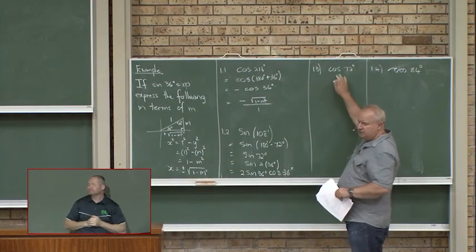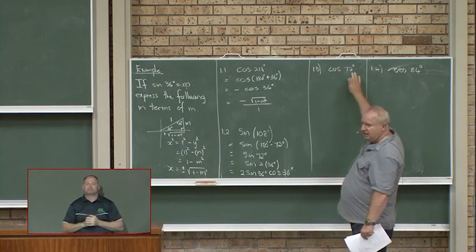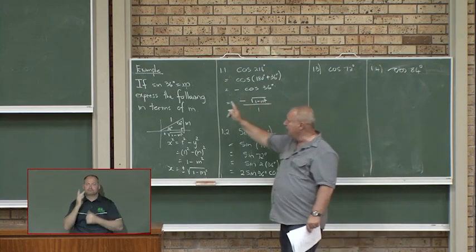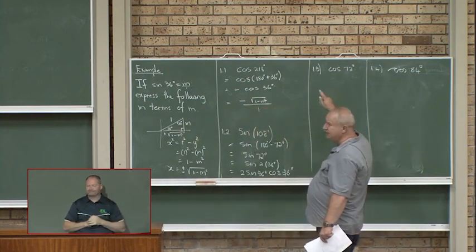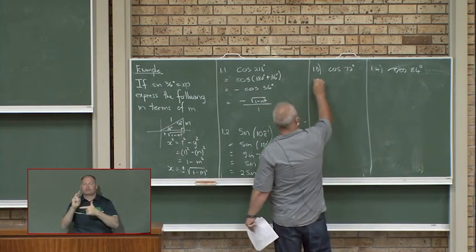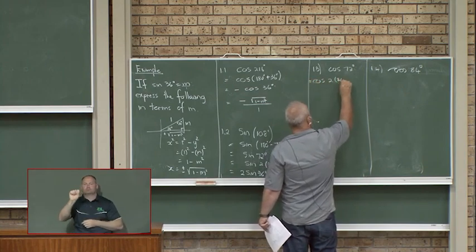The same with this. It is an acute angle, and the acute angle is not in the diagram. So therefore, it is a double angle. This here is equal to the cos of 2 times 36 degrees.